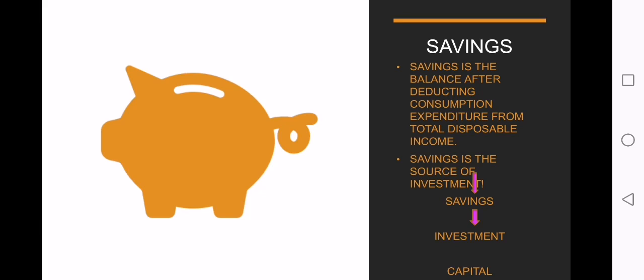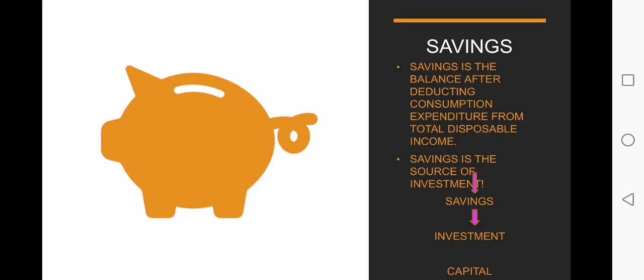Now savings is something you used to do since the day you got some coins in your hand. I hope you learned how to save. But then these are just big words used to define it by economics. But it's pretty simple. Look at this. Savings is the balance after deducting consumption expenditure.